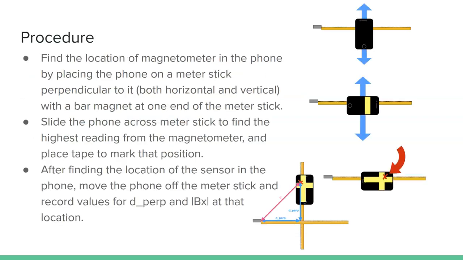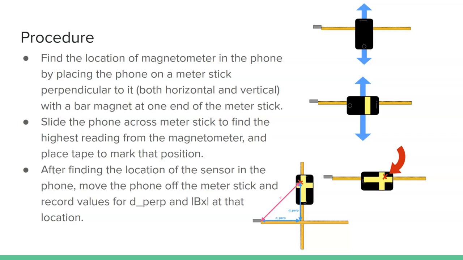The procedure. First, I had to align the meter stick with the magnetic north pole of the Earth, so then it wouldn't interfere with the magnetometer's readings. Then I had to find the location of the magnetometer in the phone by placing the phone perpendicular to the meter stick, both horizontal and vertical, with the bar magnet at one end of the meter stick.